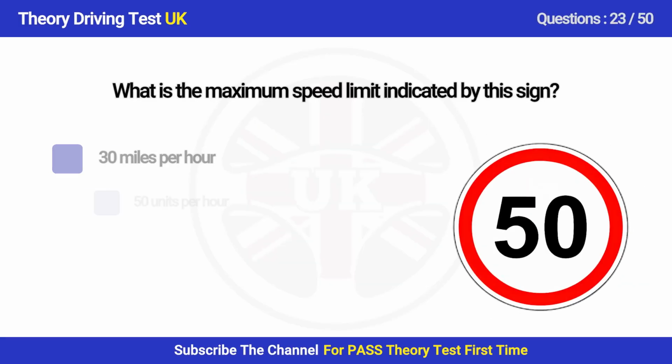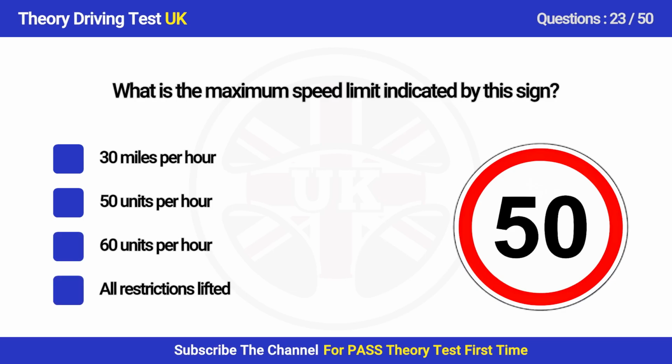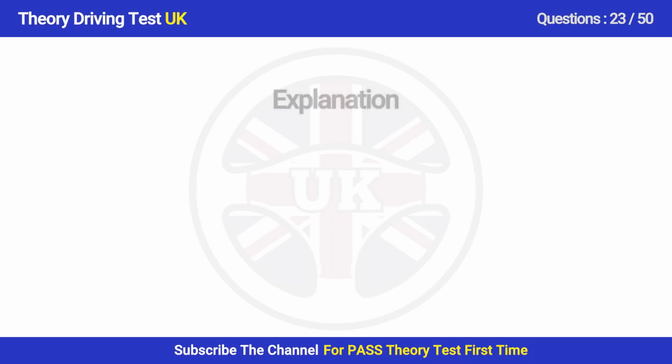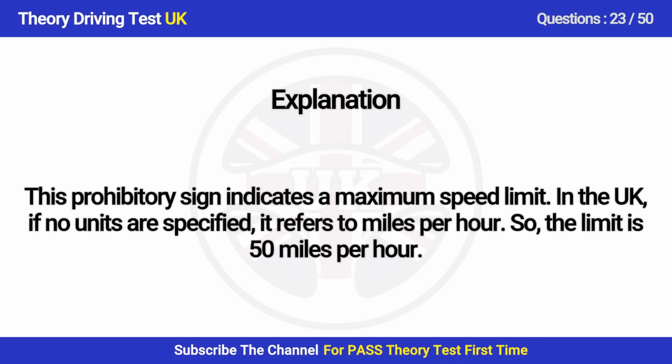Question 23. What is the maximum speed limit indicated by this sign? A. 30 miles per hour. B. 50 units per hour. C. 60 units per hour. D. All restrictions lifted. Answer is B. 50 units per hour. This prohibitory sign indicates a maximum speed limit. If no units are shown, it refers to miles per hour, so the limit is 50 miles per hour.